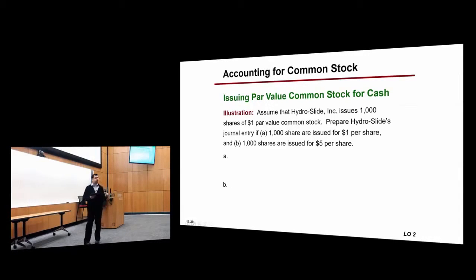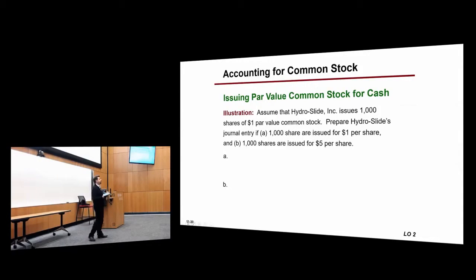So when we issue par value common stock, first we will start with common stock. This is when the company issues common stock that has par value. Remember, this is when the company is selling stocks. If investor A is selling stocks to investor B, the company is not involved. The company will keep records of who's buying the stocks for dividend purposes, but they will not take a journal entry.